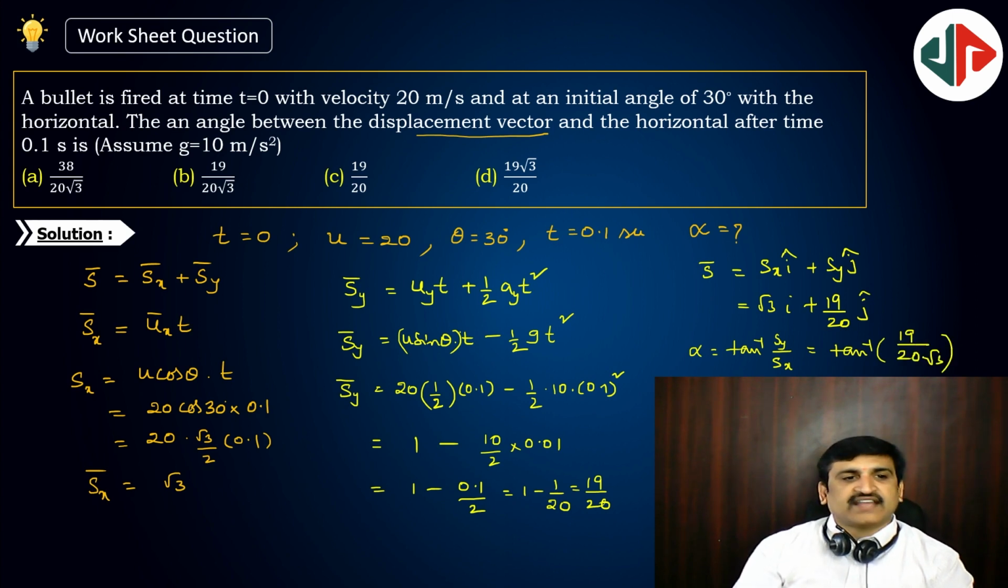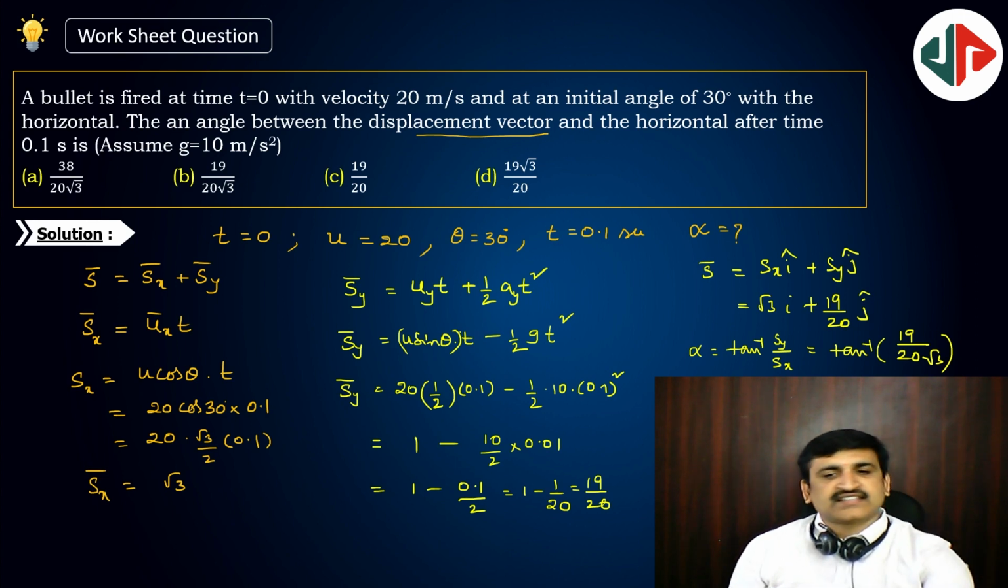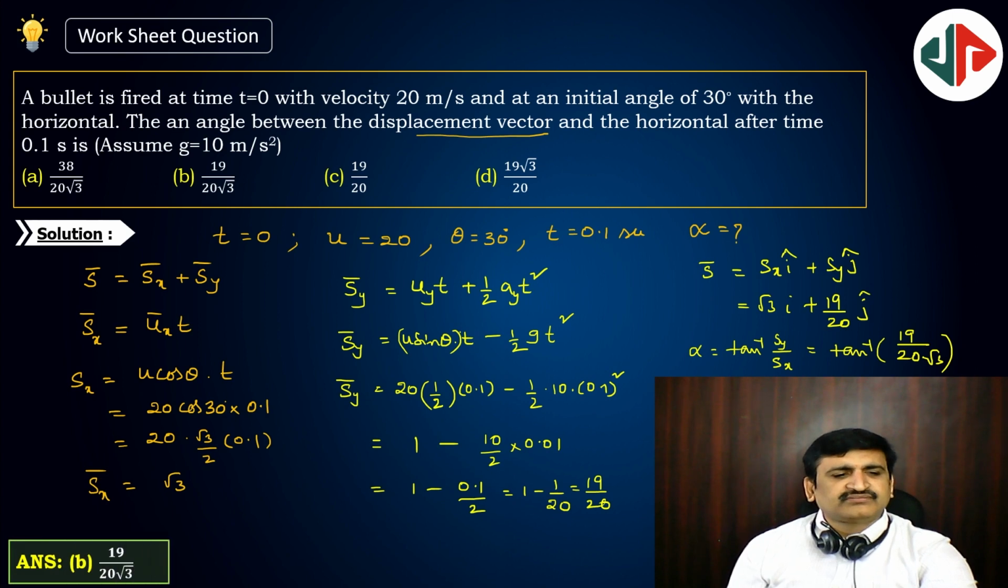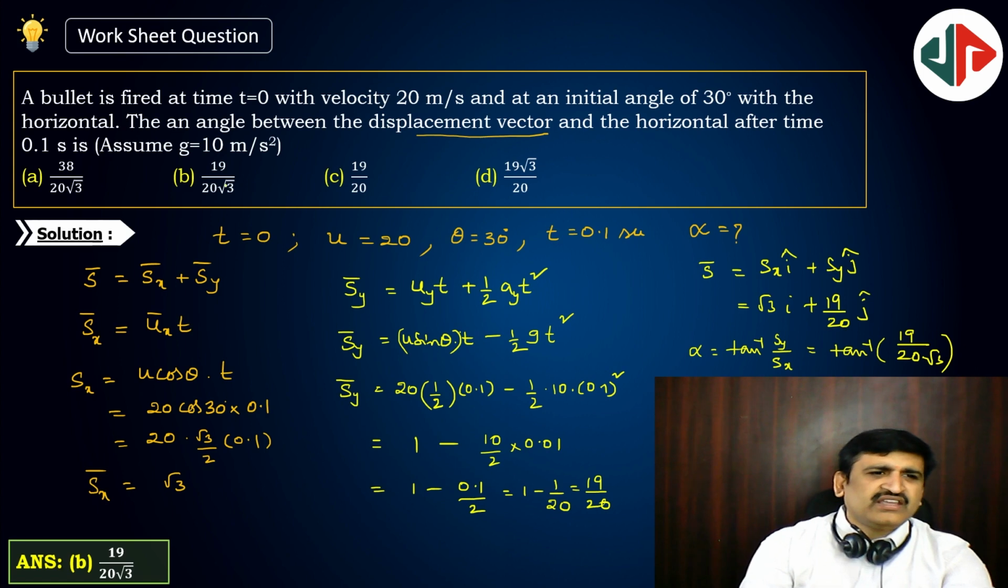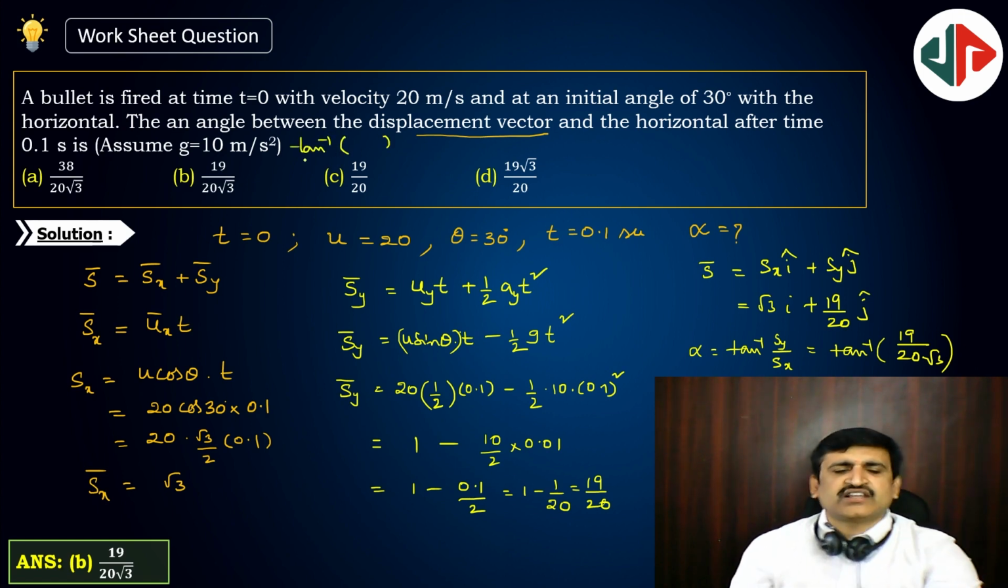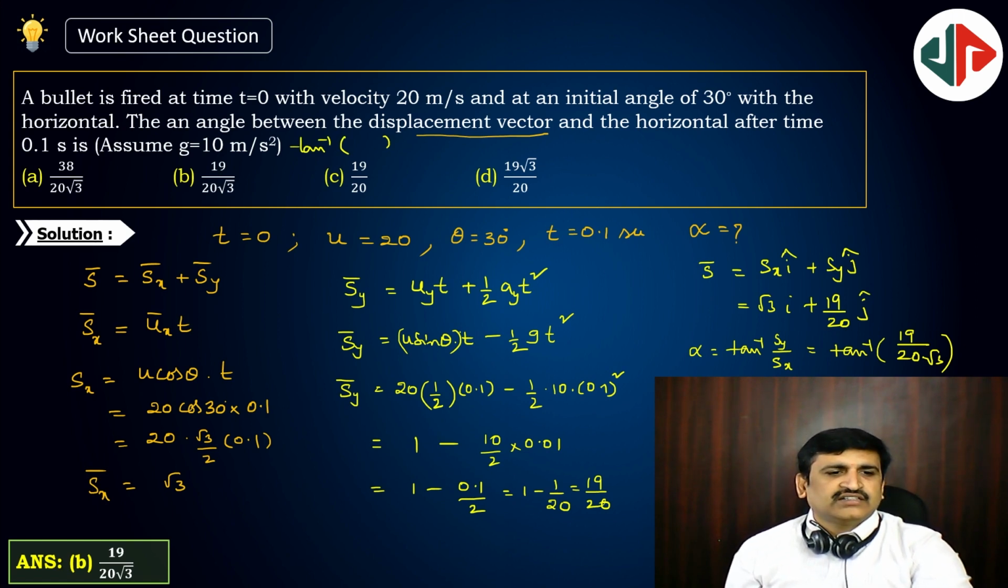So this is the angle. The angle between the displacement vector and horizontal after time 0.1 seconds is 19 by 20 root 3. Where is 19 by 20 root 3? Option B. Actually tan inverse should be there, or tan, he may ask. So tan inverse 19 by 20 root 3. Maybe he is going to ask like this, tan inverse dash. That's a correct question here. Okay, hope you are with me. Right, next.